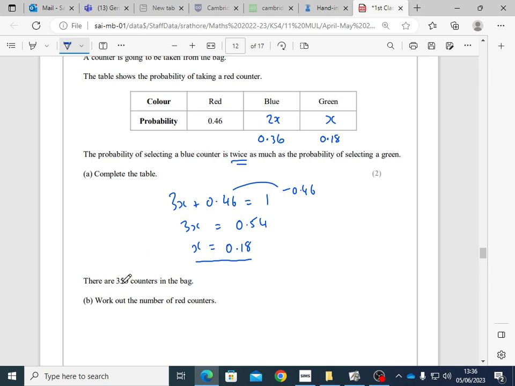Now, there are 350 counters in the bag. Work out the number of red counters in the bag. So, what simple maths am I going to do? 350, what am I going to multiply that by? 0.46. Somebody do that for me. Let's do it together. Alright, calm down. Right. So what do you get? 161? So that's how many red counters we're going to get.